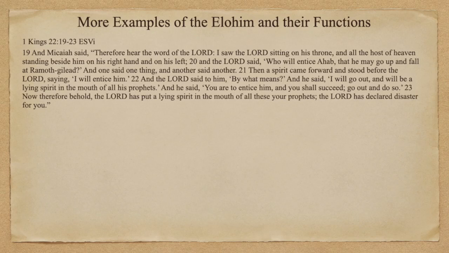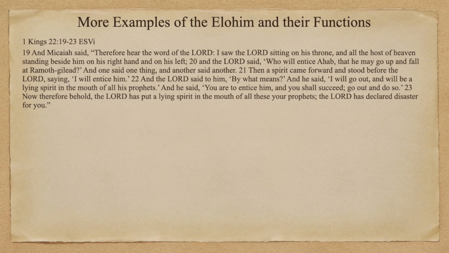And he said, "I will go out and will be a lying spirit in the mouth of all his prophets." And he said, "You are to entice him, and you shall succeed. Go out and do so. Now therefore, behold, the Lord has put a lying spirit in the mouth of all these your prophets. The Lord has declared disaster for you."